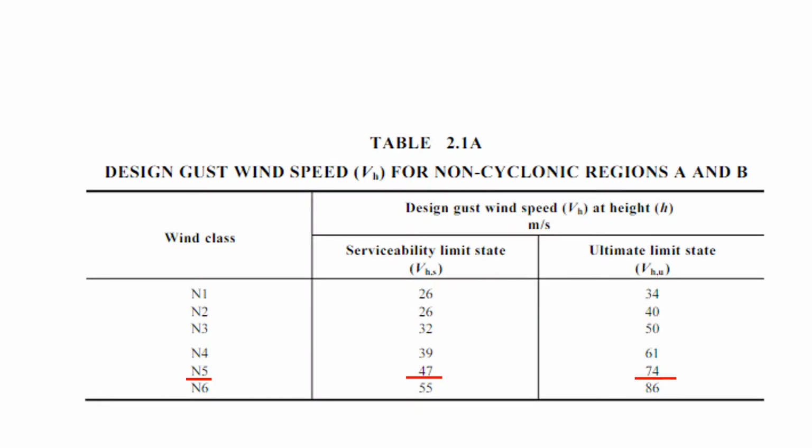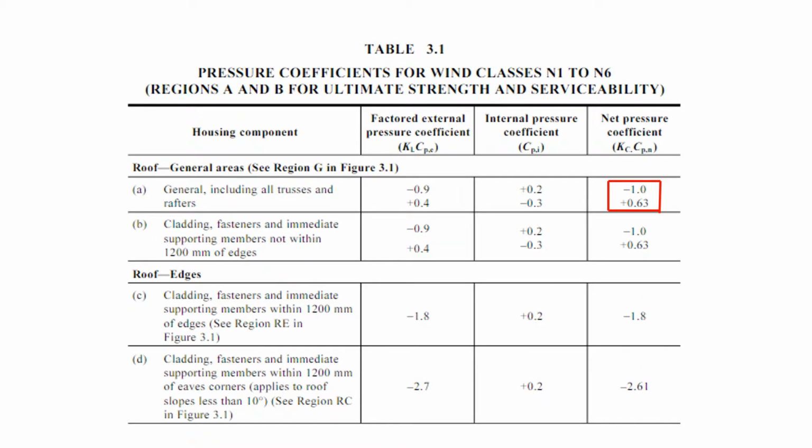Australian Standards 4055 2012 Table 2.1a, as shown, was used to calculate the serviceability limit and ultimate limit state speeds. Australian Standard 4055 2012 Table 3.1 was used to calculate the net pressure coefficient for general roof areas, which was found to be -1 and positive 0.63. This is highlighted as shown. From this, the pressure calculations for serviceability limit state and ultimate limit state were done.